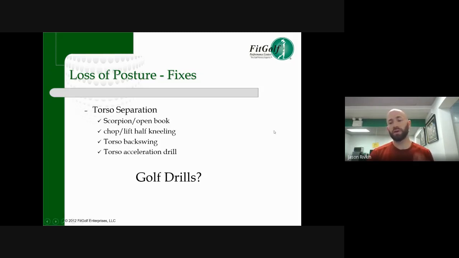I will say, if you go to our website, fitgolf.com/exercises, all this stuff is on here. You can look up categories, you can get PDFs of a lot of these things we're showing you. And if you need any direction, you can just ask us.